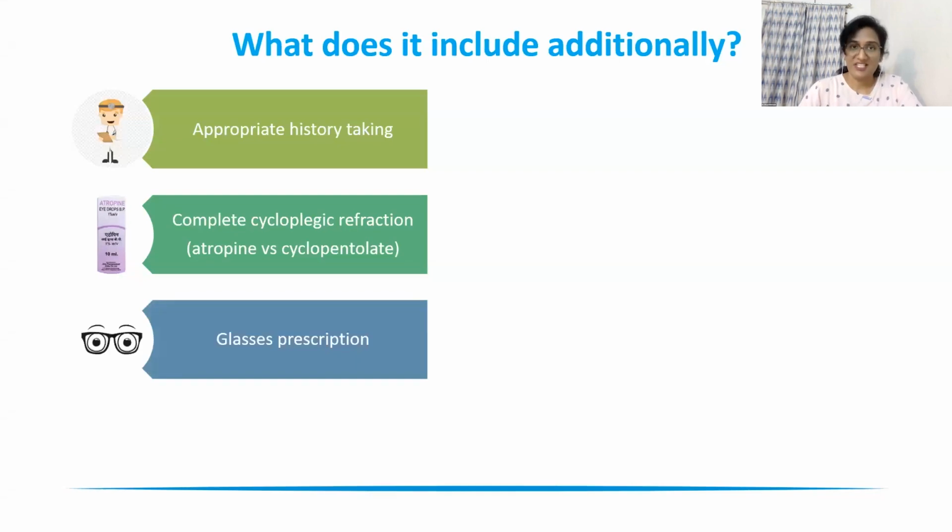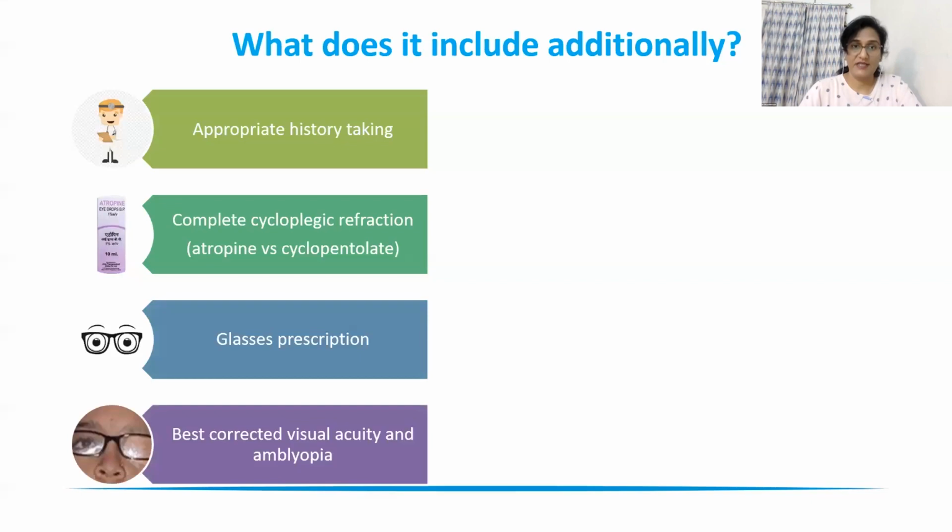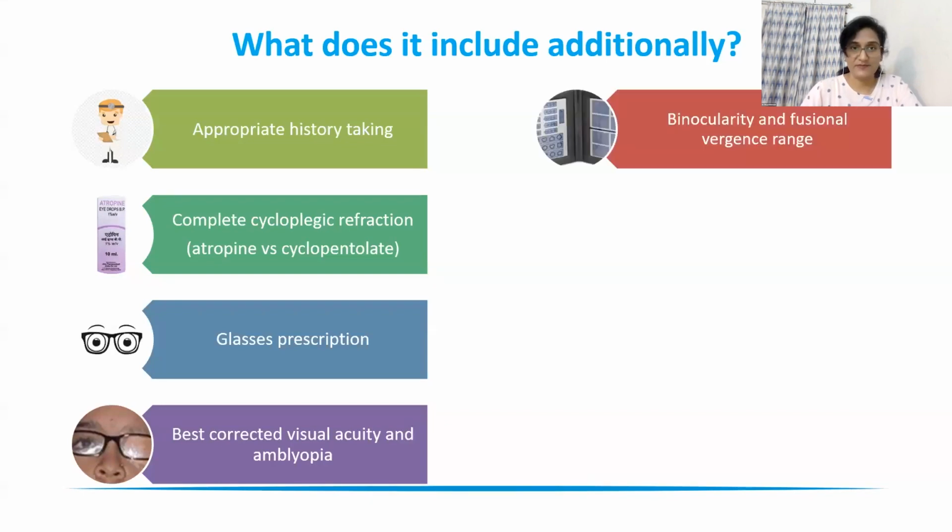Glasses prescription has to be given, and best corrected visual acuity has to be assessed after the glasses prescription. As we all know, in children, the first visit when we give glasses does not really tell us the best corrected visual acuity. So we may have to call the child back for a second visit to assess the best corrected visual acuity. And again, many of them may have amblyopia, so amblyopia therapy has to be started quite early in these patients.